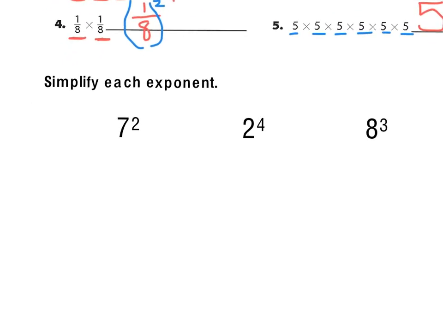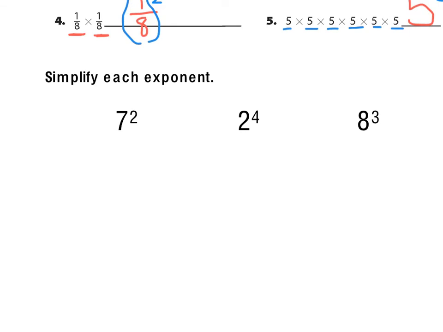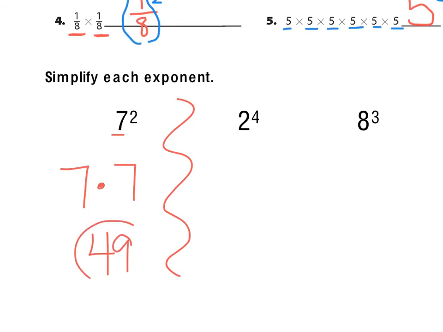Now we're going to actually simplify each exponent. So we're going to multiply it out and solve it. So here I see 7 squared. That means I am multiplying the number 7, and the exponent tells me how many times. So we're going to do 7 times 7. And 7 times 7 would simply be 49. So 7 squared is 49.